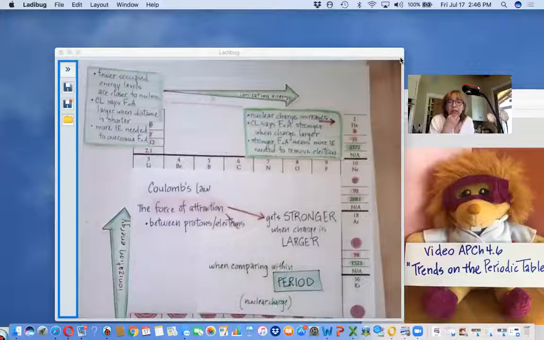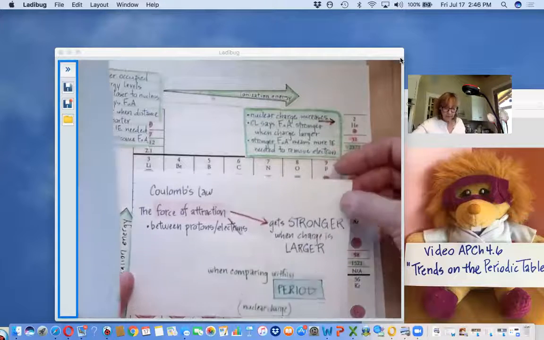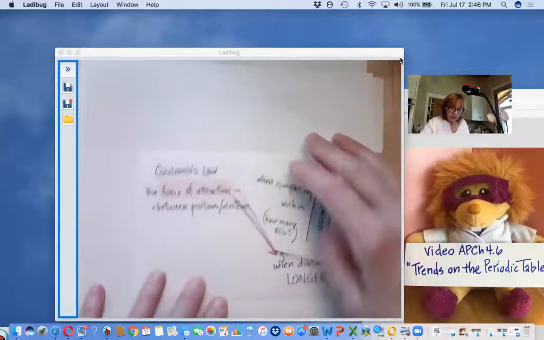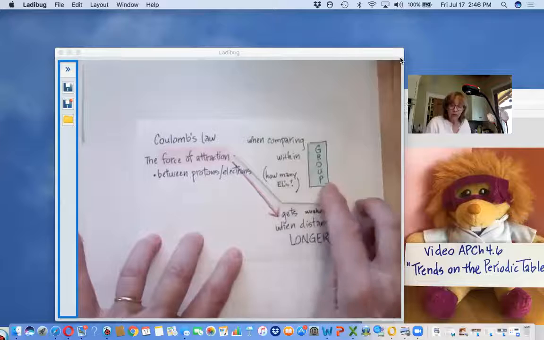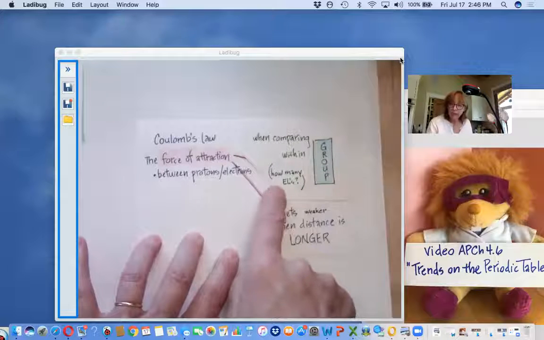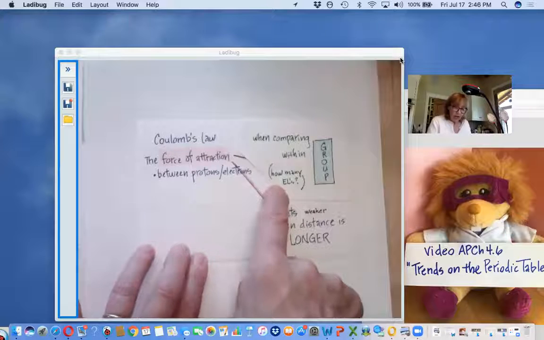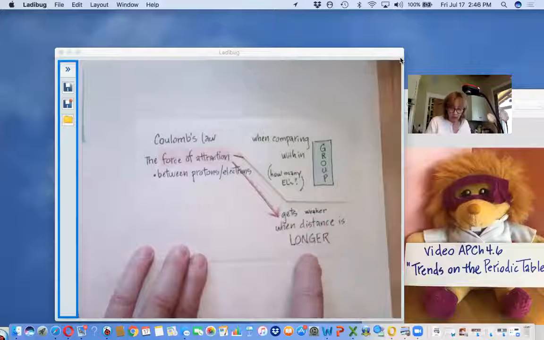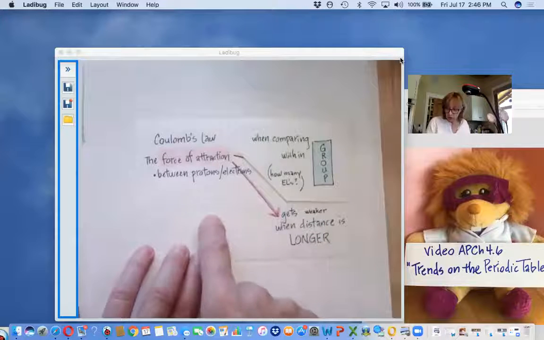to remove the electron. So take a minute to copy down those bullet points. And then let's just wrap up by remembering that if you are asked to make a comparison of atoms within a group, you need to consider what are the differences in the energy levels, and then use Coulomb's law. Force of attraction is weaker when distance is longer. Use that in your explanation.